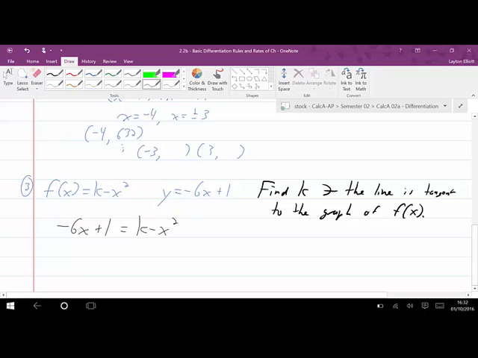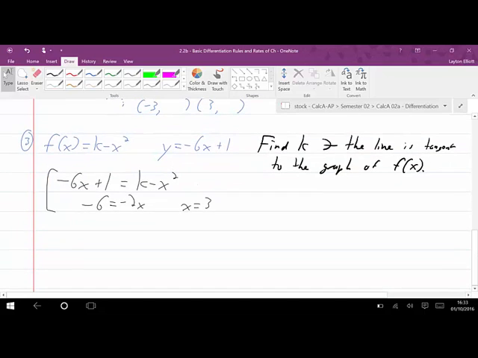k minus x squared. So not only do they intersect each other, but their derivatives should be the same as well. Because for the line to be tangent, that means that the slope of this line, which is negative 6, should be equal to the slope of this curve at that point. And the slope of this curve at that point is negative 2x. Remember, the derivative of k is a constant, so k has a derivative of 0. So this isn't the worst system of equations to solve. We solve the second one and get x is equal to 3.